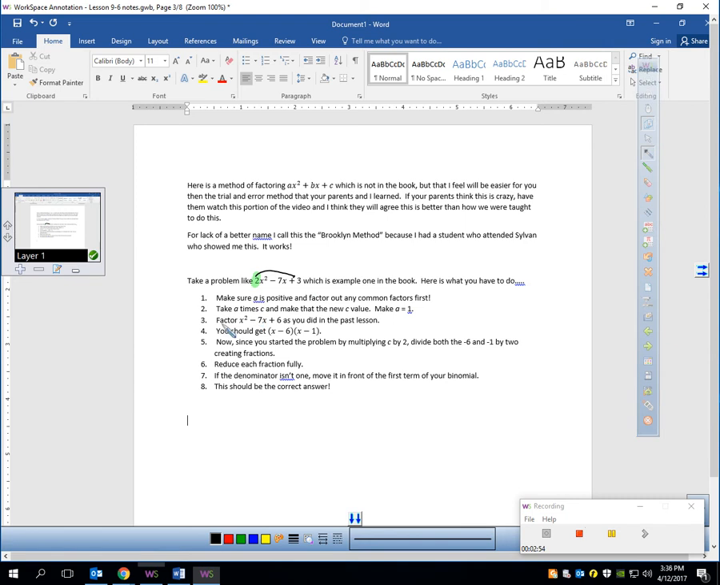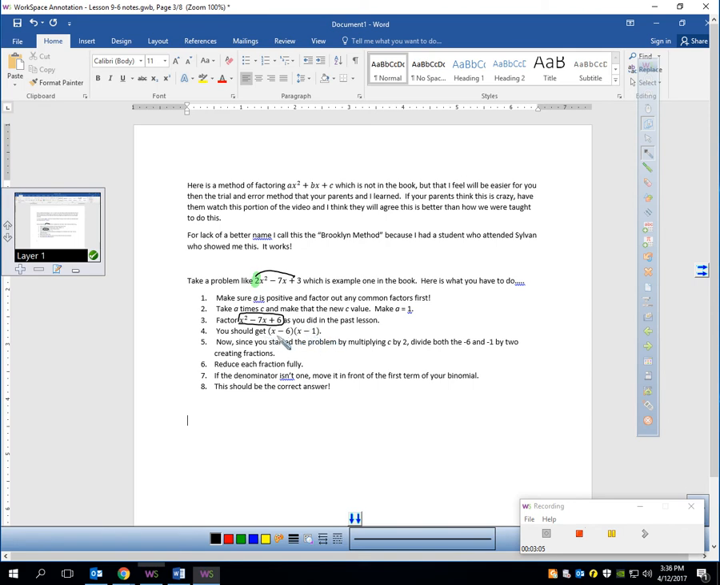So when you do that, you'll get this. My new A value is 1, and you can see 2 times 3 is 6. Now, this should be pretty easy to factor. Factor it just the way you did in the past lesson. So let's think here. I know I've got to have 2 negatives because I have a positive for C and a negative for B. Well, negative 6 times negative 1 is positive 6, and negative 6 plus negative 1 is negative 7. There's the correct factoring.